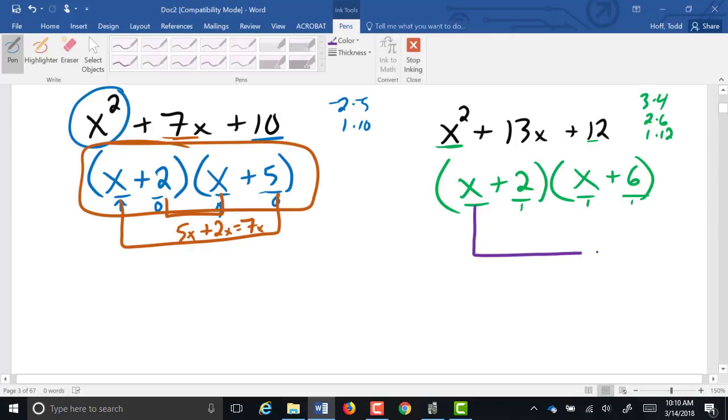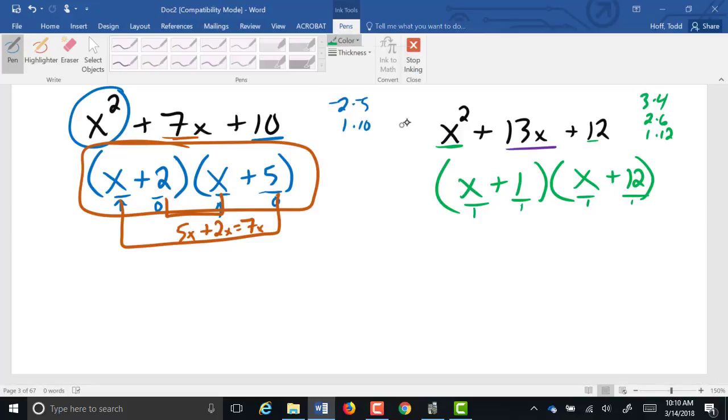On the outside, x times 6 is 6x. On the inside, 2 times x is 2x. Adds up to 8x. Is that what we want? No. So that tells us there's an issue there. 2 and the 6 don't cut it. Yeah, you've done it in your head. The 3 and the 4 don't work either, so we're going to try the 1 and the 12.